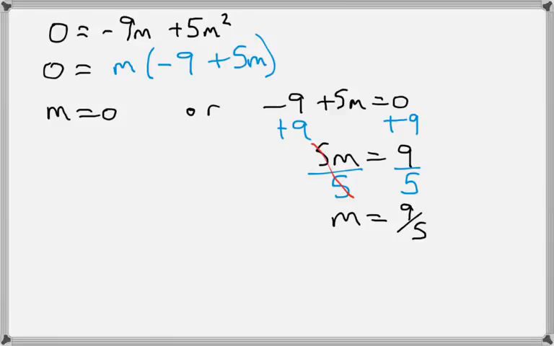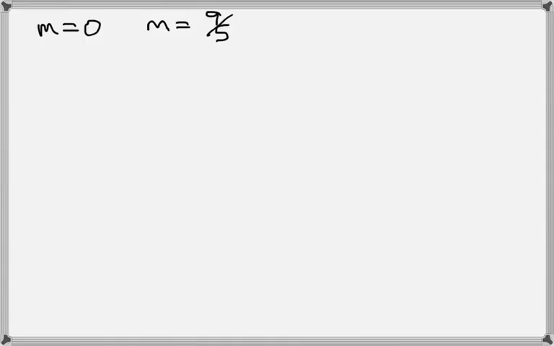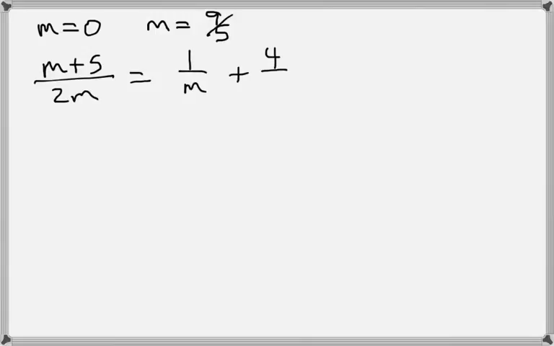So again, let's move to another slide to make more space. So these were our two potential solutions. Now we need to go back to our original equation, which was (m + 5)/(2m) is equal to 1/m + 4/3. And we need to set all of our original denominators equal to 0 to find our excluded values.